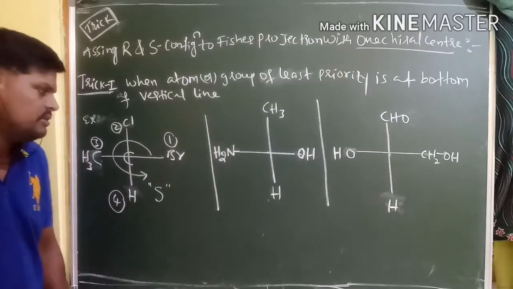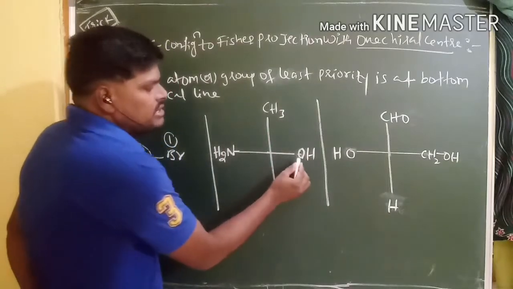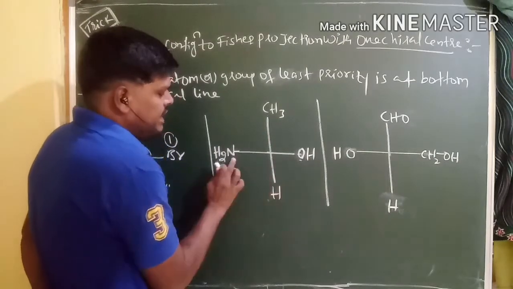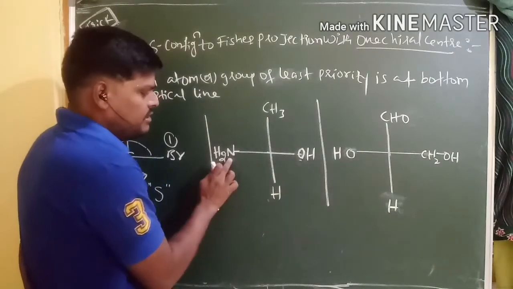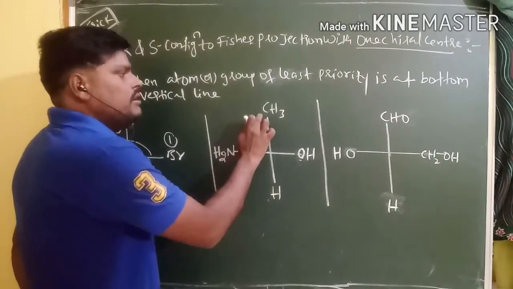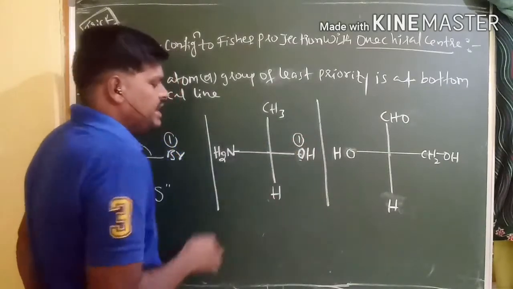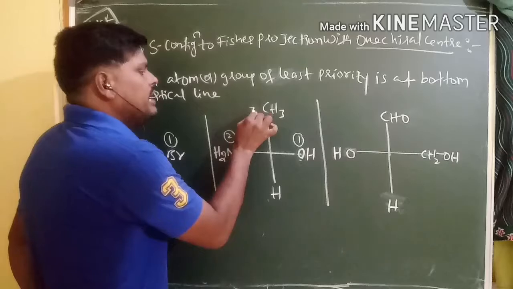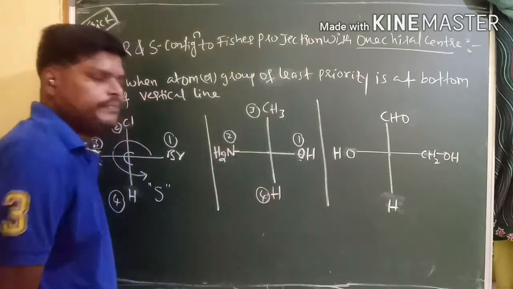Right? This is S configuration. Now coming to the second example. Of course, here what are the central atoms? Oxygen, and here nitrogen, here carbon. Oxygen atomic number 8, nitrogen atomic number 7, and carbon atomic number 6. So which has more priority? Oxygen. Next, second priority nitrogen, third priority carbon, and the least priority is only hydrogen.